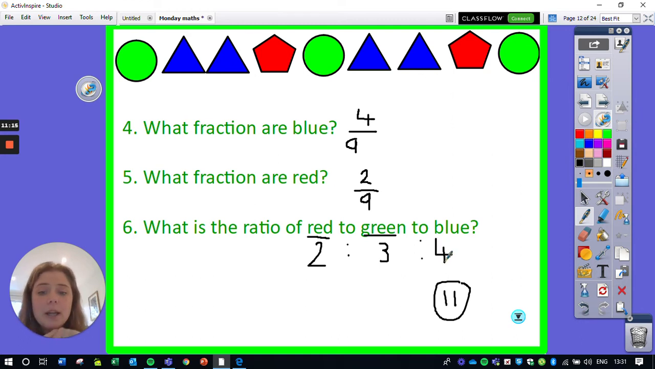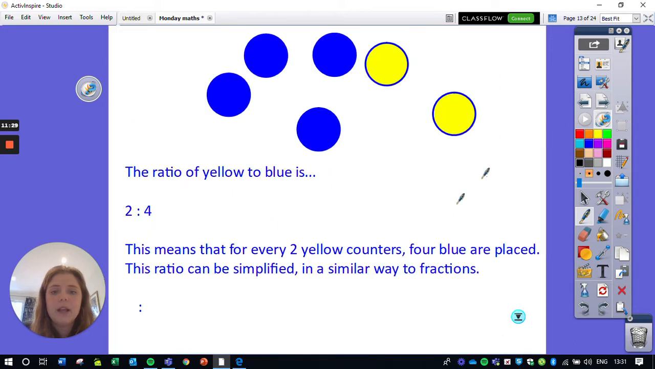If your order went in a different order, you actually got that question wrong. It must be red to green to blue. 2, 3, 4. If we added that all up, it would be equal to 9, telling us we've got the amount correct. You can also be asked to simplify a ratio. For example, here, my ratio is 2 yellow counters for 4 blue counters.